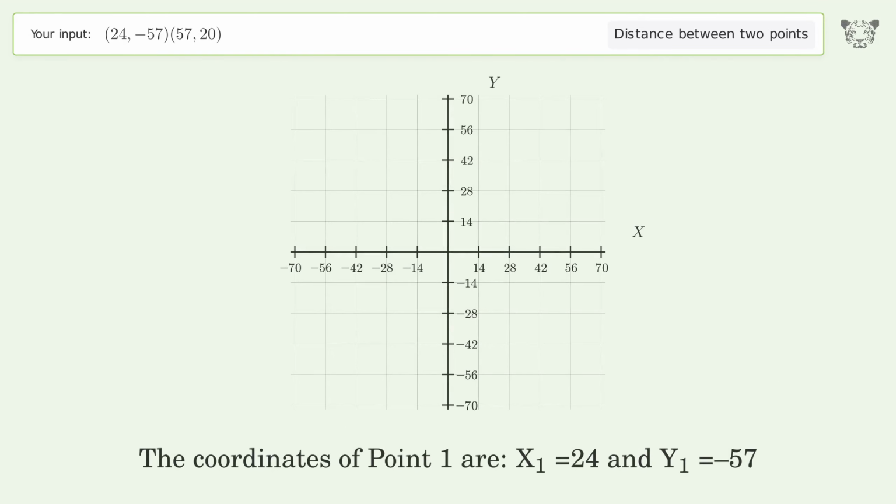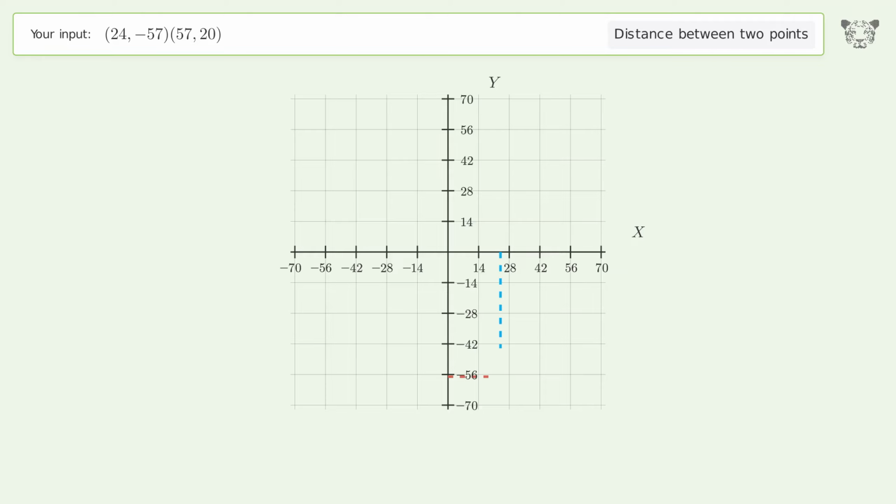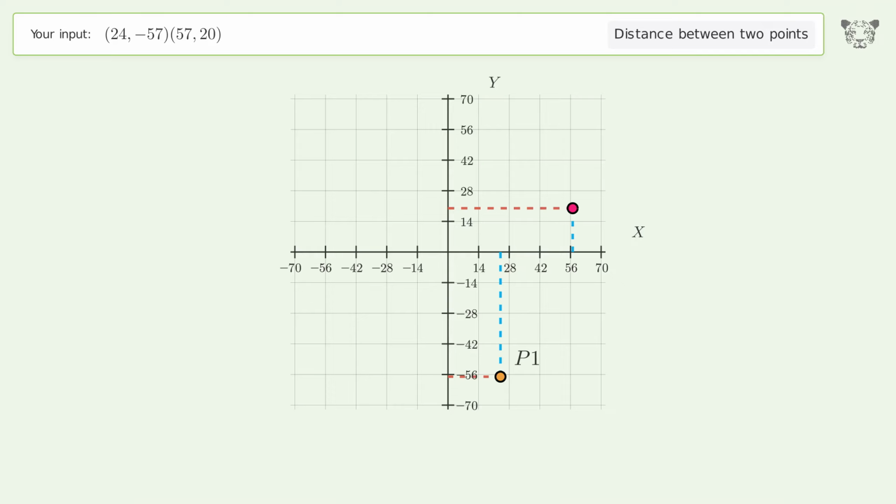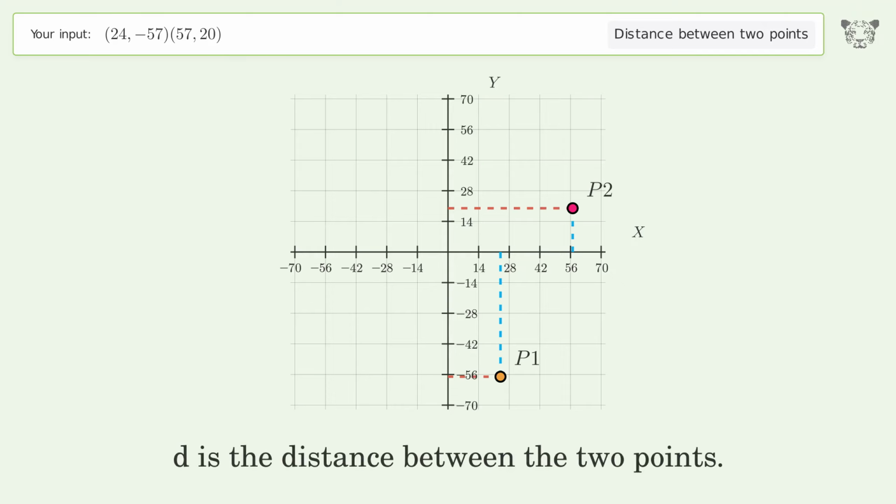The coordinates of point 1 are, x1 equals 24 and y1 equals -57. The coordinates of point 2 are, x2 equals 57 and y2 equals 20. D is the distance between the 2 points.